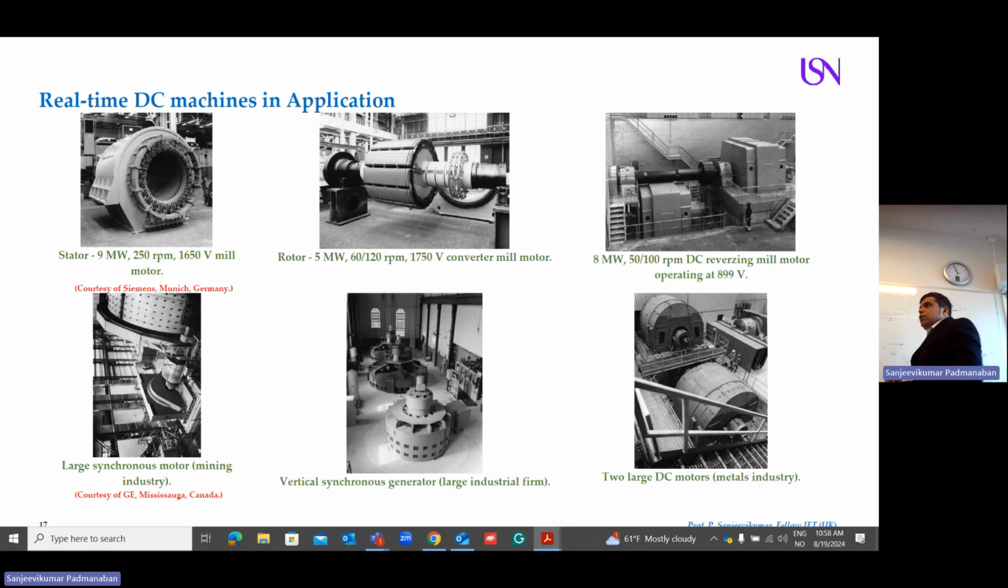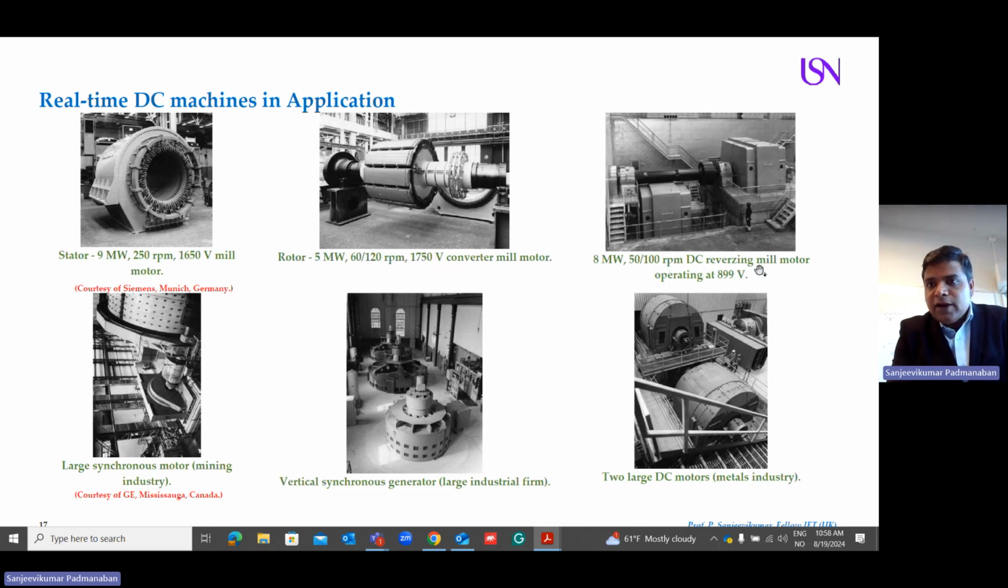We call it a small n in your textbook. Okay, they are inversely proportional. And this is an example where you have 8 megawatt. I'm just giving an example. Capacity is very high. If you go near to this machine, you will feel the heat. 8 megawatt. See the speed, 50 to 100 RPM, very small speed.